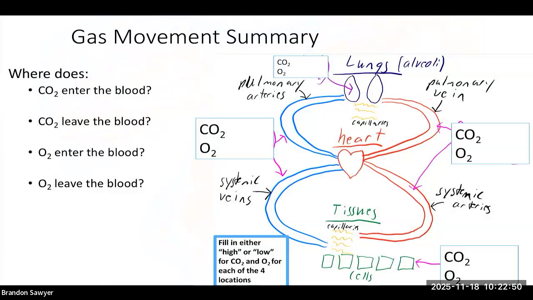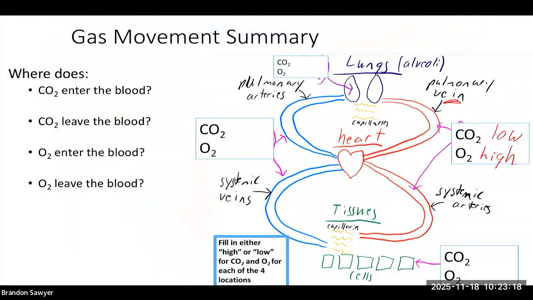So we can start over here on the pulmonary vein side. What did you put for CO2 there? High or low? Low, yeah, because we've already dropped off the CO2. What did we put for oxygen there? High, because we have fully oxygenated blood. Same thing with systemic arteries, because all we've done is take the blood to the left side of the heart and pump it out. We haven't done any exchange with it yet.